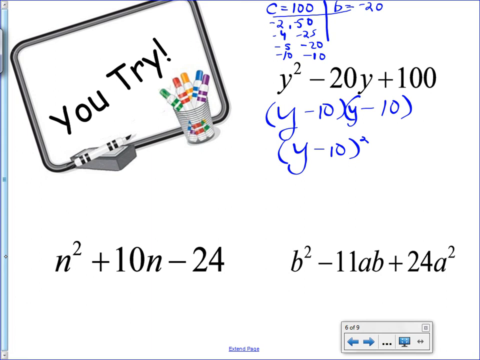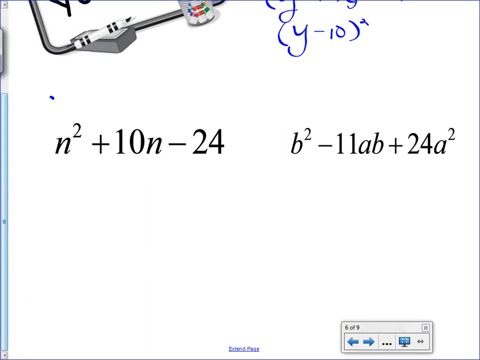When I do the next one, I have to find two numbers that multiply to negative 24 and add to 10. What two numbers multiply to negative 24 and will add to 10? Nick? If I do negative 8 minus 3, I get negative 11. So that's for the next one. Sorry, it's negative 2 plus 12.